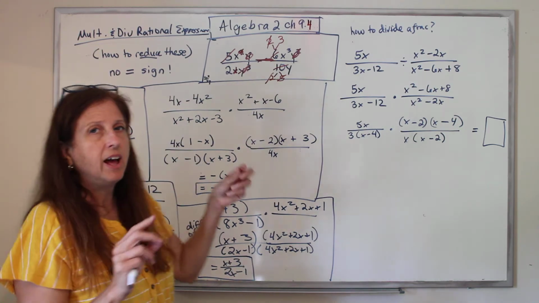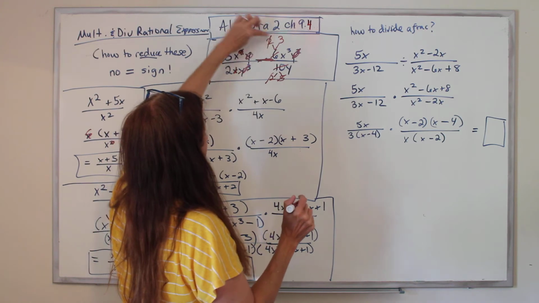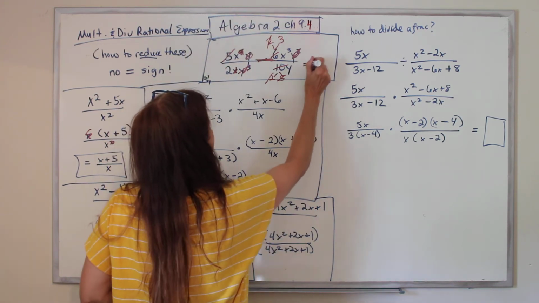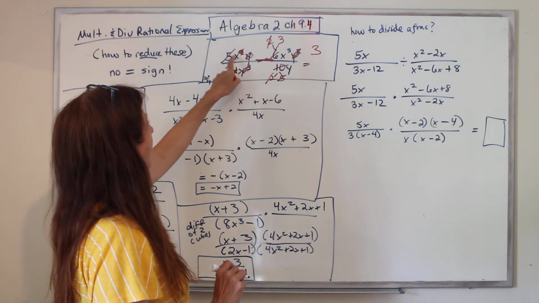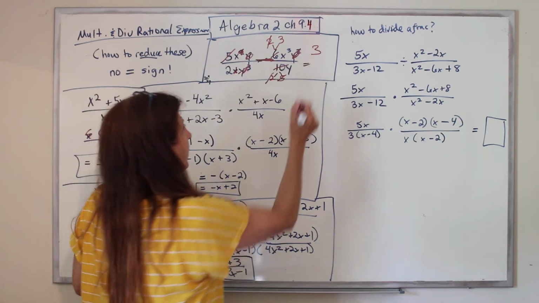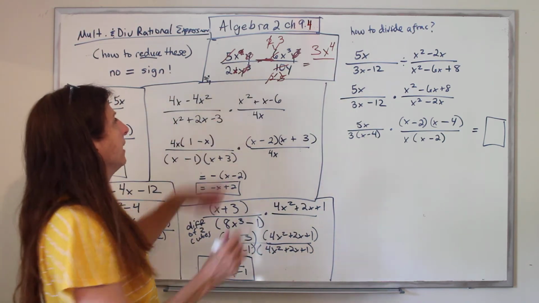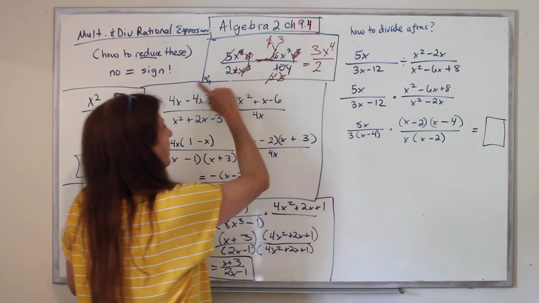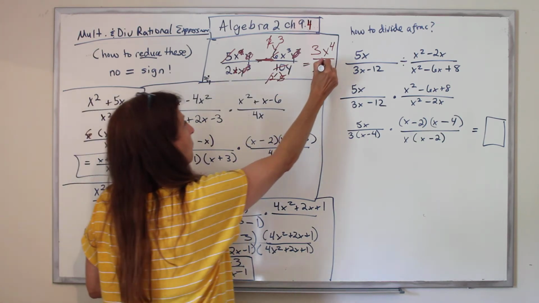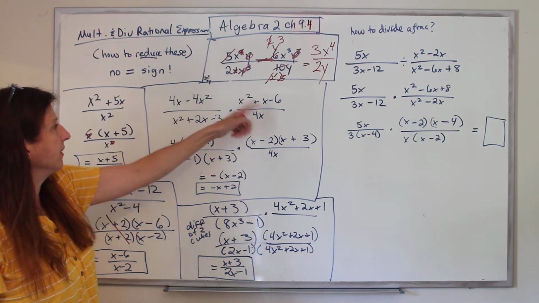Okay, so now I can gather up my terms. In the numerator for numbers, what I have left is a 3. In the numerator for letters, I have 1 plus 3, 4 x's. In the denominator for numbers, I have that 2. And in the denominator for letters, I have that y. And that's the answer. Isn't that fun? Okay, this one.